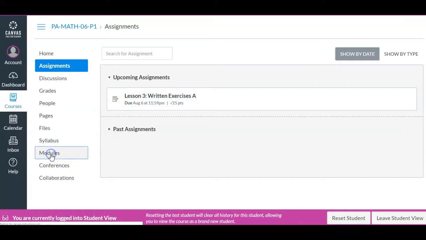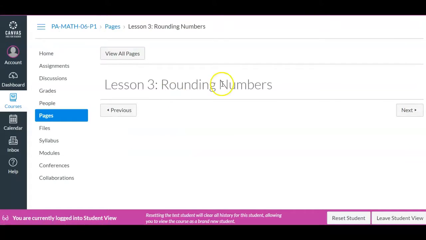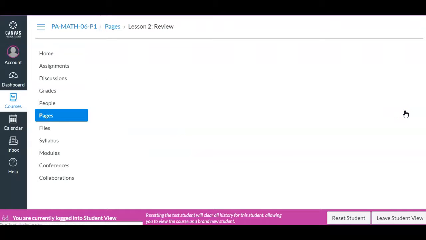So let's go ahead, go to modules, scroll down, lesson 3, rounding numbers, and we're going to start with our lesson 2 review.